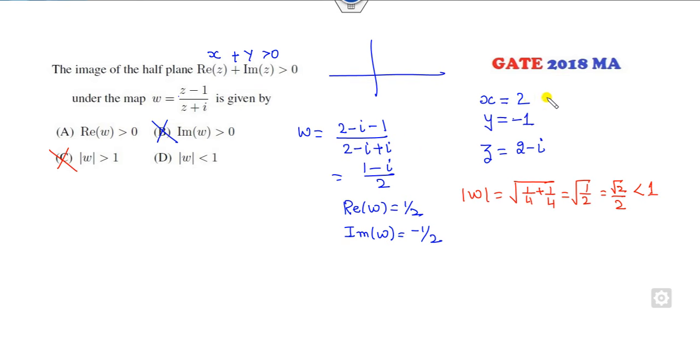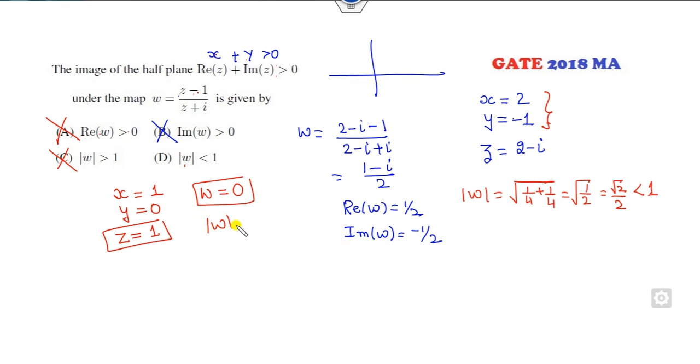Now look at the other pairs. If I choose x is my 1, then y will be 0. Then only is strictly greater than 0. So if I take here, what is the z? Z is my 1. If I substitute here, w will be 0. So if w will be 0, the real component will not be greater than 0, but still the absolute value is 0, which is less than 1. So the right option is D, D is the right answer.